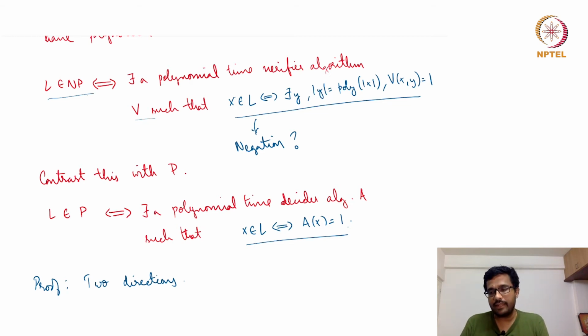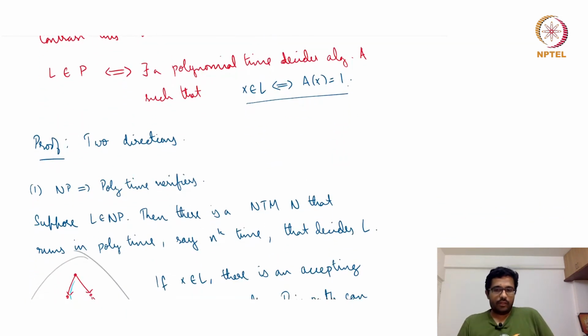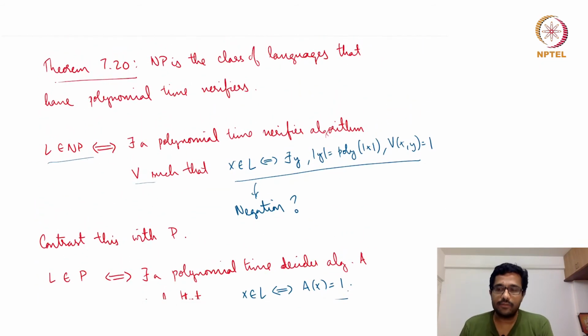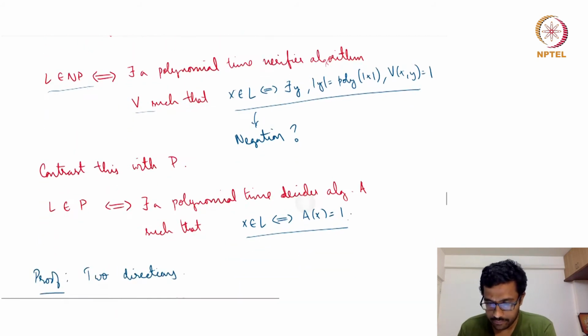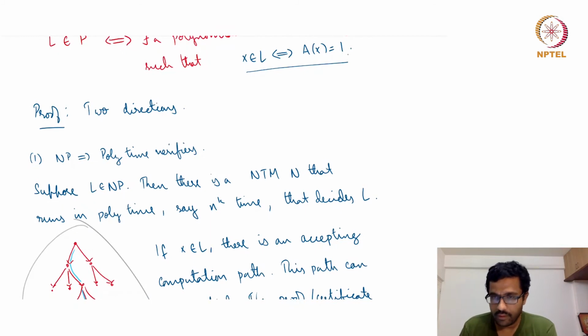So this is a simpler definition, but NP is a slightly more involved definition. X is in L if and only if there is a verifier machine and there is a certificate such that the verifier can accept X with the help of the certificate. Okay, so now we stated this definition that NP is the class of languages that have polynomial time verifiers. Now let's try to complete this proof.